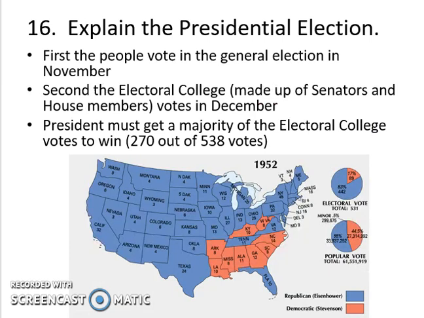Question 16, explain the electoral process for the president. So first, you and me, the people, we vote in the general election in November. The next vote really comes in December, but it's the Electoral College. So the second time, we'll have the Electoral College vote, and it's just made up of your House and your Senate members, and they vote, and that's the official vote for the presidency.